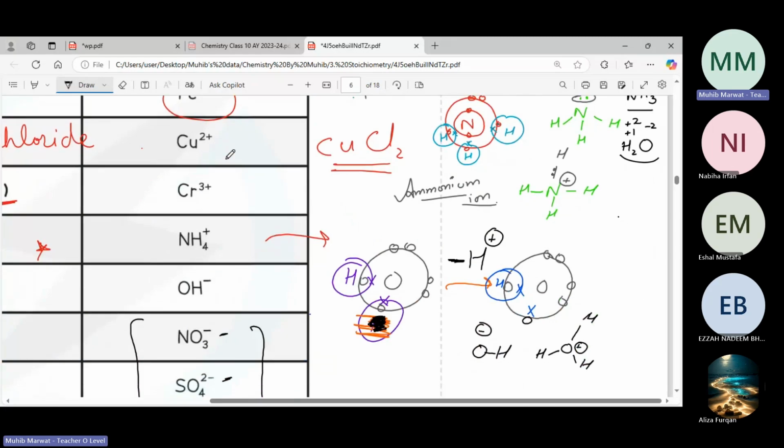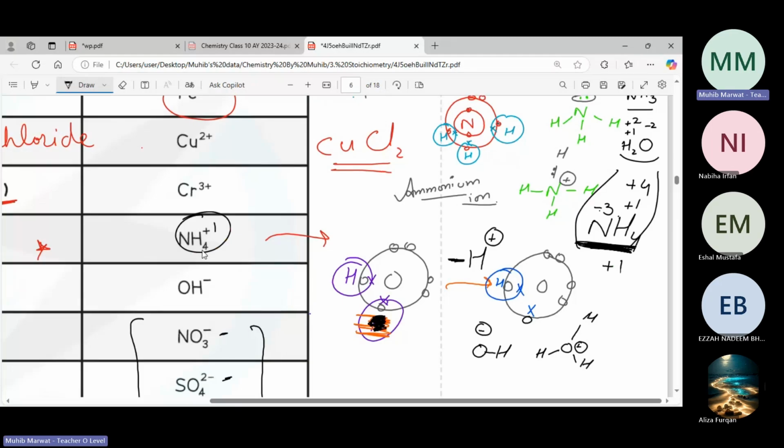While in this case, look at here, for example, NH4. The valency of nitrogen is -3. The valency of hydrogen is +1. There are 4 hydrogen atoms, so the total will be +4. Now, this molecule is not balanced, not neutral, right? +4 and -3 equals +1. That's why we are writing +1 charge on the ammonium ion.